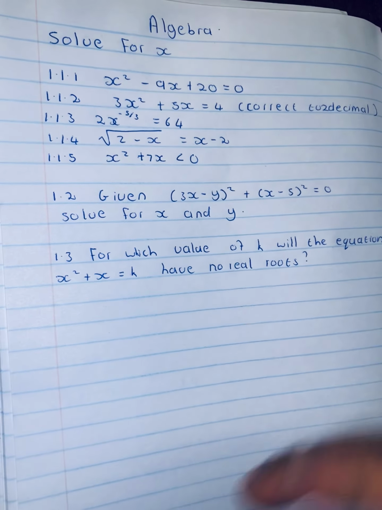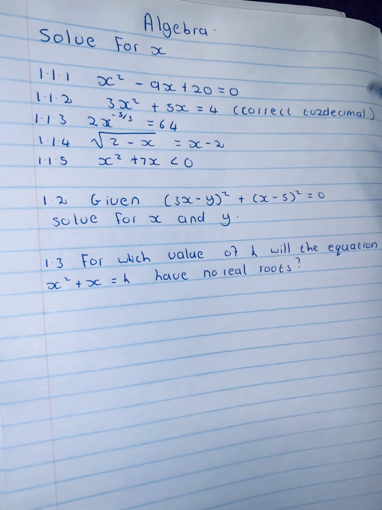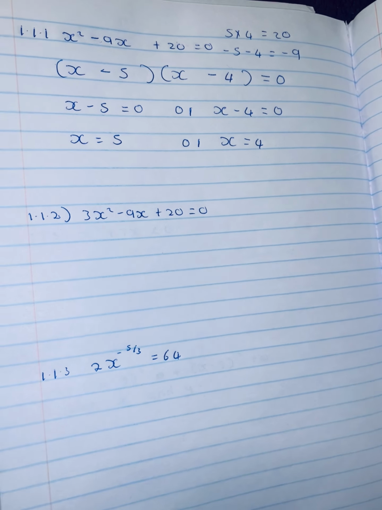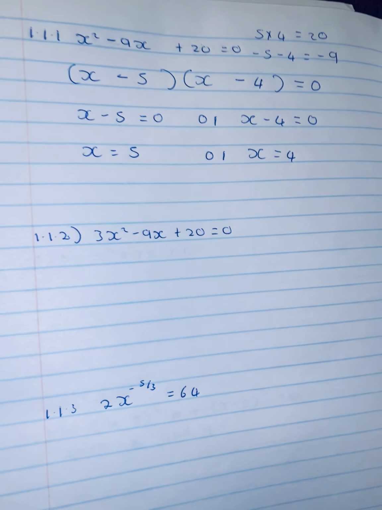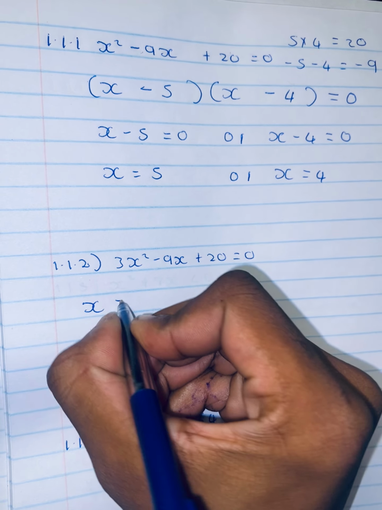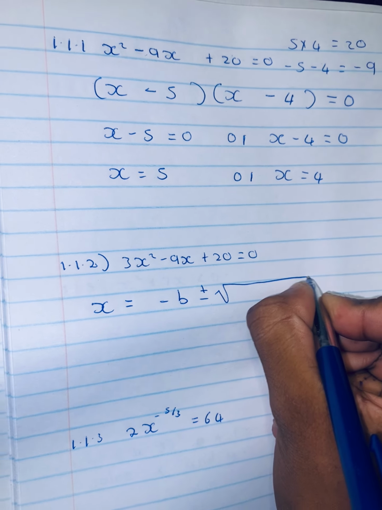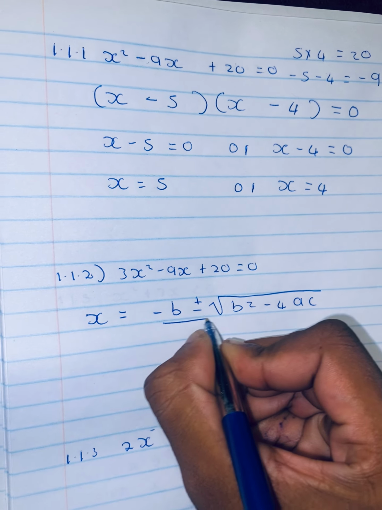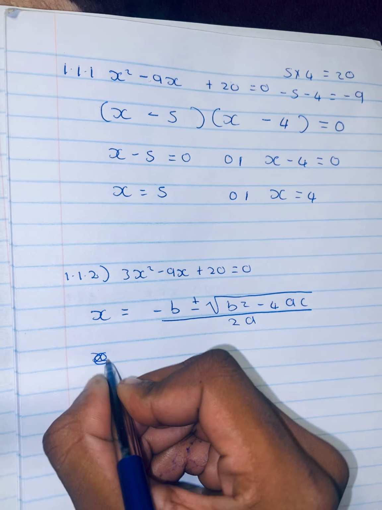We move to the second question. If you see this question, it says correct to 2 decimal places. So immediately when a question says correct to 2 decimal places, you are not going to think, you are going straight to the quadratic formula. So you already know that the quadratic formula is given by x equals negative b plus or minus the root of b squared minus 4ac, divided by 2a.